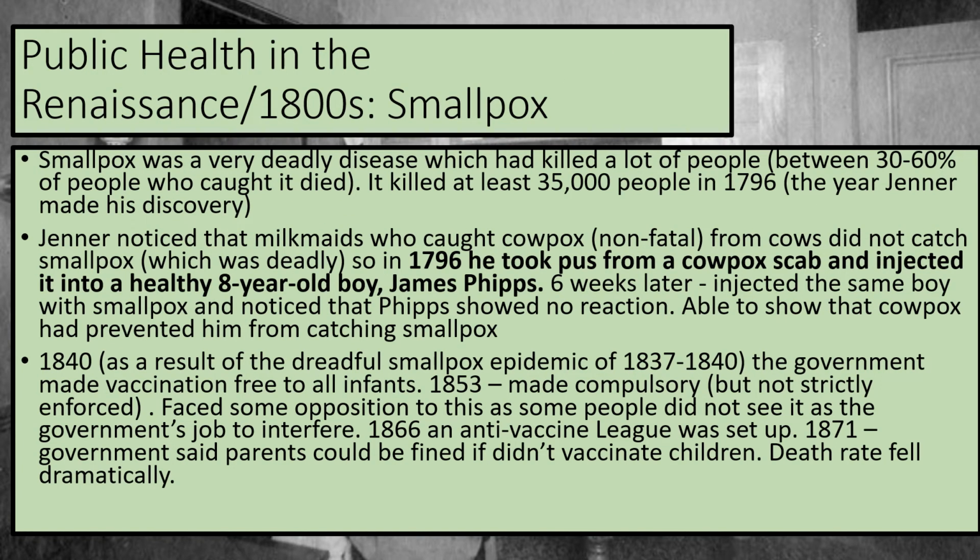Okay, so the next area that we need to know about is smallpox. Now, this is something that crosses over between the Renaissance and the 1800s period, and it was another outbreak of a deadly disease. Just like the Black Death, it killed between 30 and 60% of people who caught it, and 35,000 people died in the year 1796. It was a particularly bad outbreak.